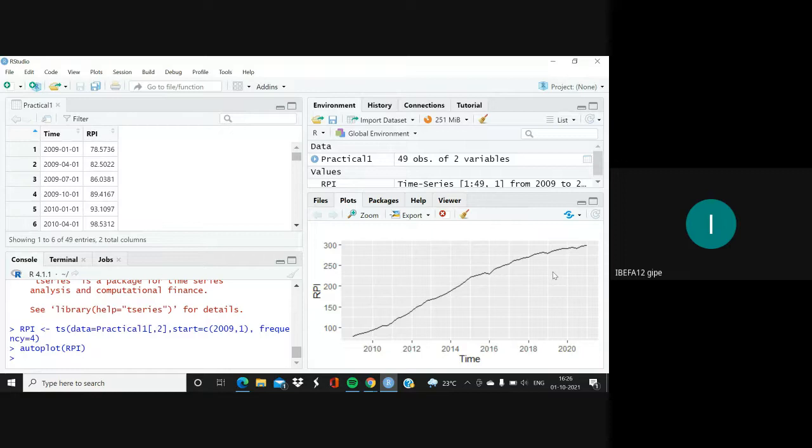So you can see from your data that there seems to be some sort of an upward trend in the data. Okay, so in the next class, we won't do it in this class since it will take a lot of time.